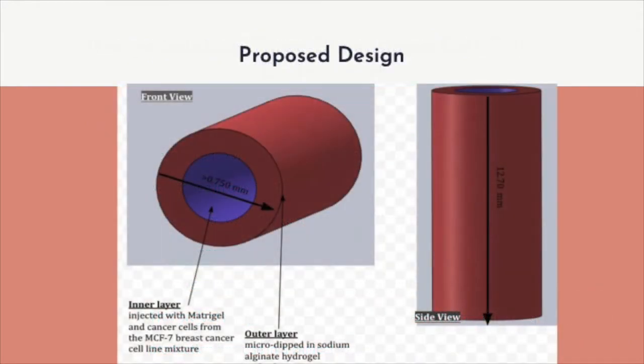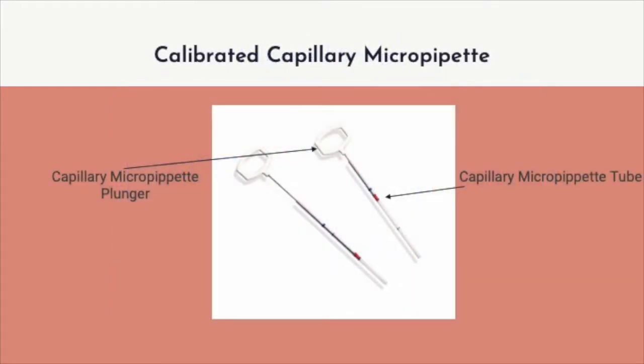setting. In this diagram, the 2 layers of the design are highlighted, the inner layer consisting of collagen, MCF7 breast cancer cells and agarose, and the outer layer that is created by microdipping this inner layer in a sodium alginate hydrogel solution. The design is very small with width, length, and height dimensions of only a few millimeters. A key tool utilized in creating this inner layer is a capillary micropipette, which has 2 components involved, a plunger and a capillary tube. As the plunger is placed in our hydrogel solution, it draws up the material in the solution within the capillary tube.